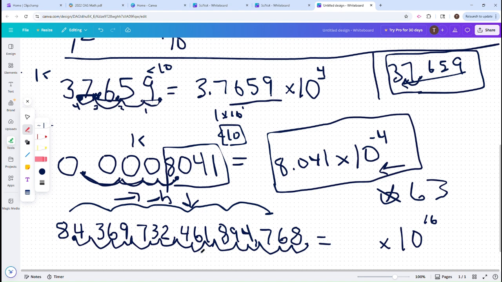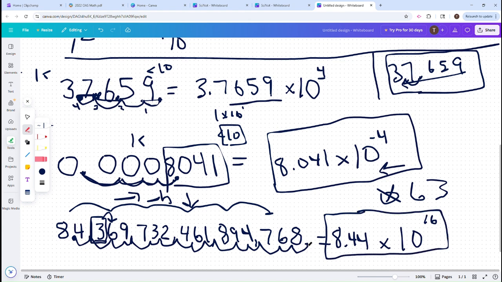Now, I'm going to just estimate right here. This is going to be the last number I put in there, which means this number is going to determine whether it's going to be a 3 or 4. And remember, estimation, 0 to 4, it stays the same. 5 to 9, it goes up. So we're just going to round this up to 8.44 times 10 to the 16th power. That's an incredibly huge number.